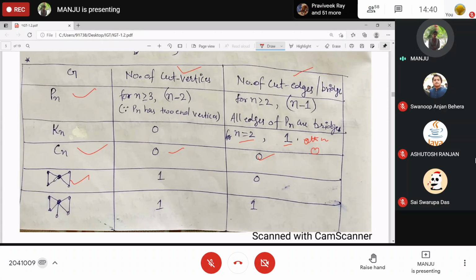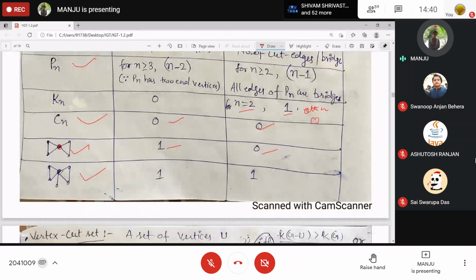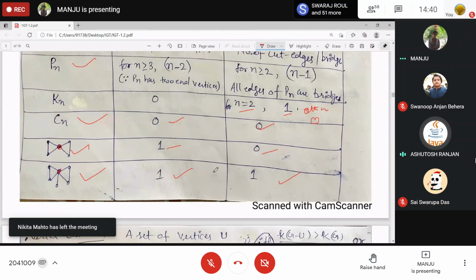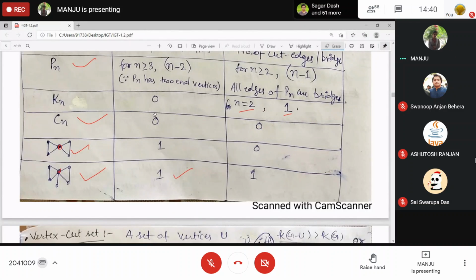For this type of graph, all edges are present on the cycle, so that will not become a bridge. And here you have this edge as a bridge, and this vertex is a cut vertex. 1, 1. Clear? Now in CN it was 0, 0 both. Clear?